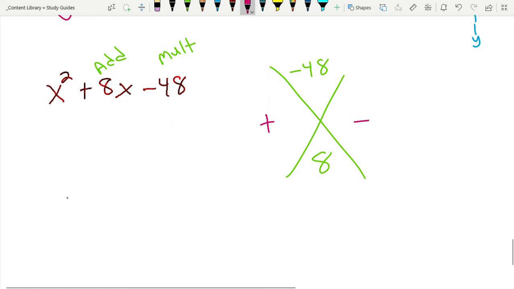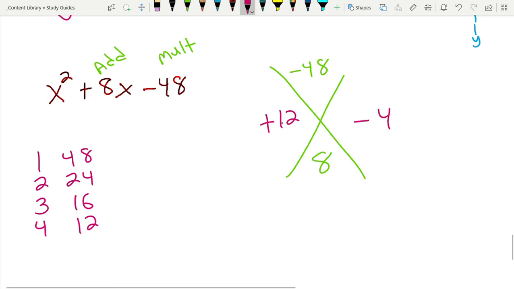So we just start through the list. I could do a 1 and 48. Well, that's not going to work. 2 goes into it next. So 2 and 24. Not going to give me an 8. Will 3 go into it? Yes. I could do a 3 and a 16. That's still not going to be a difference of 8. I could do a 4 and a 12. We might have something there. If I use a positive 12 and a negative 4, when I add those, I get a positive 8. So we hit the right thing. X plus 12 and x minus 4.